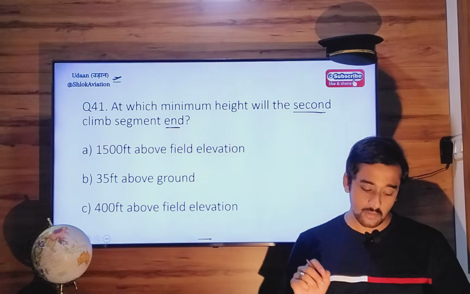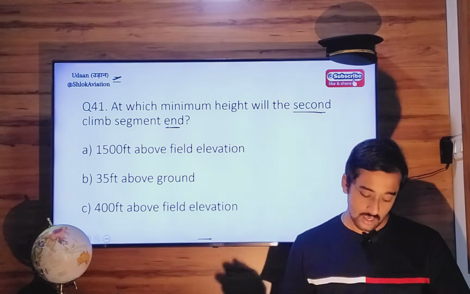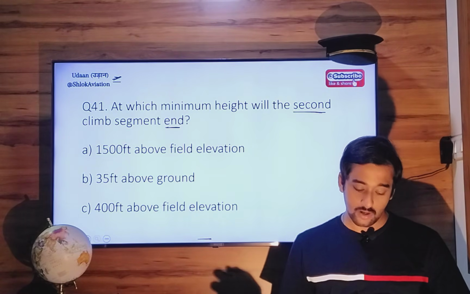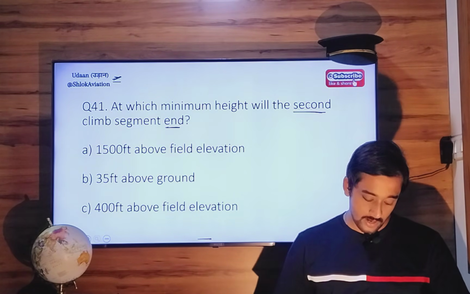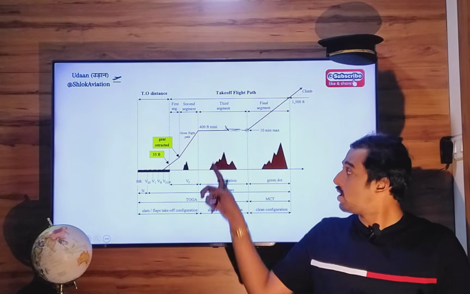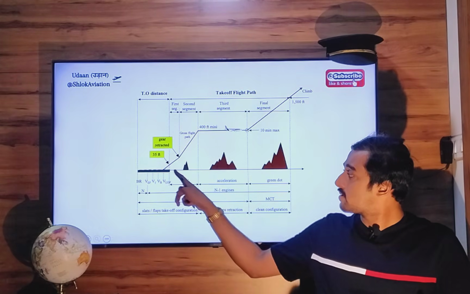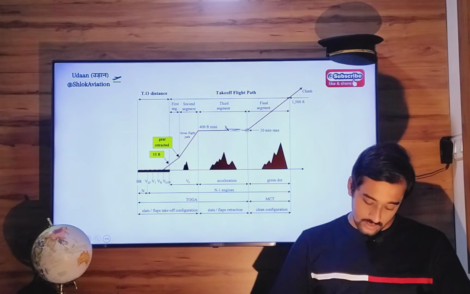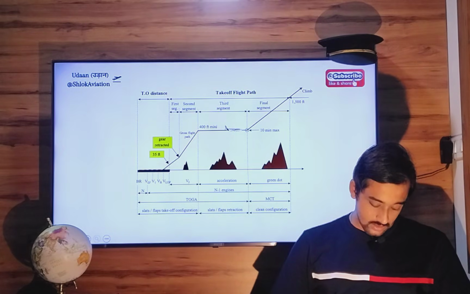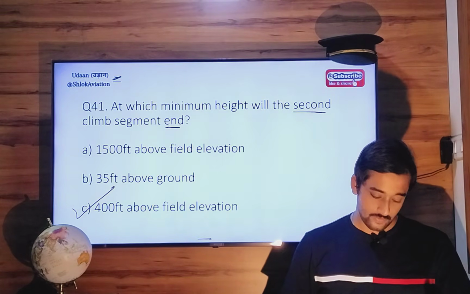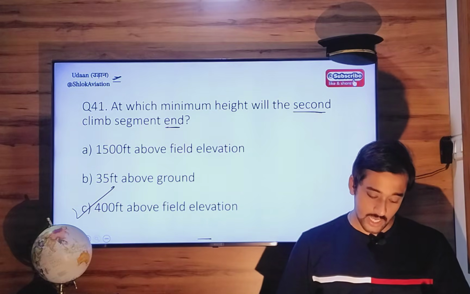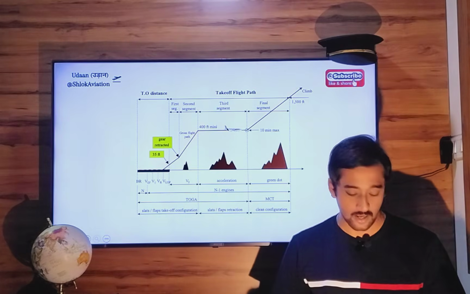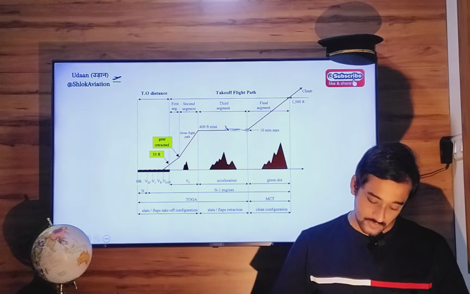Right? So at which minimum height will the climb segment end? Minimum 1500 feet above field elevation, 35 feet above ground, 400 feet above field elevation. So the correct answer here will be 400 feet above the field elevation. Okay, that is your second segment. Next, option Charlie. It's very important that you understand this takeoff line segment. It is very important for your airline interviews, ATPL Viva exam. Okay, next.